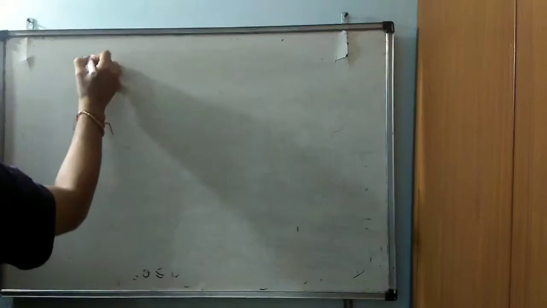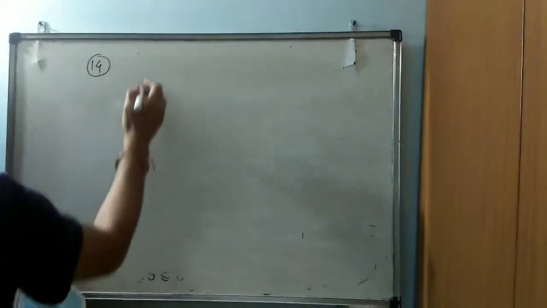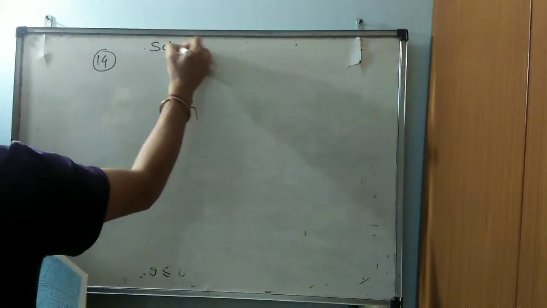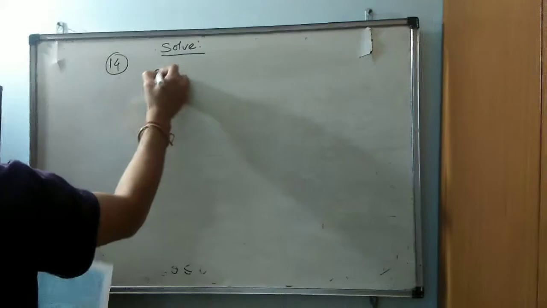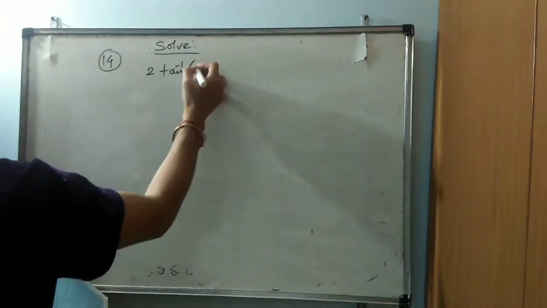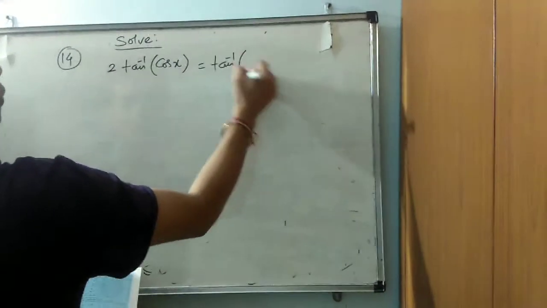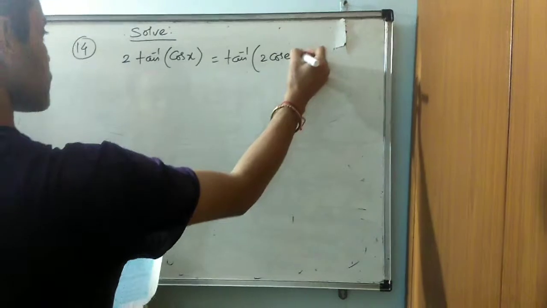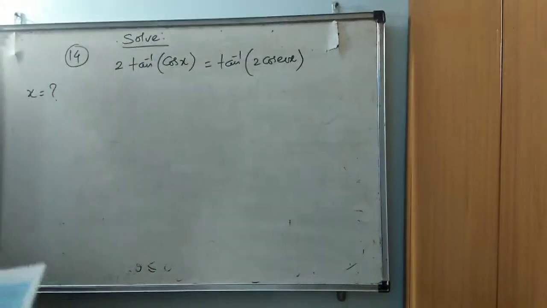Question number 14. It's about solving. Whenever the question is about solving, we have to find the variable. 2 tan inverse cos x is equal to tan inverse 2 cosec x. So since it is about solving, it means we have to find the value of x.